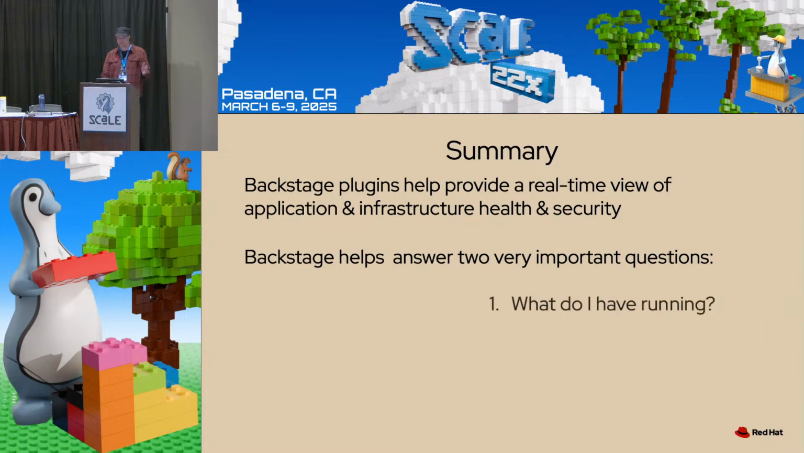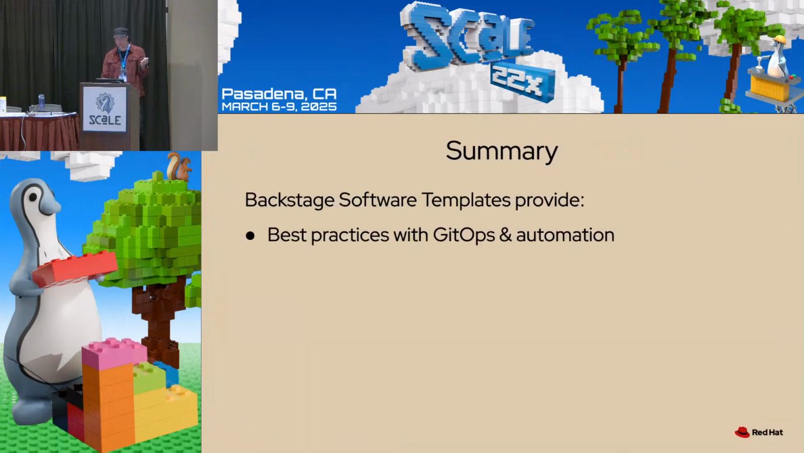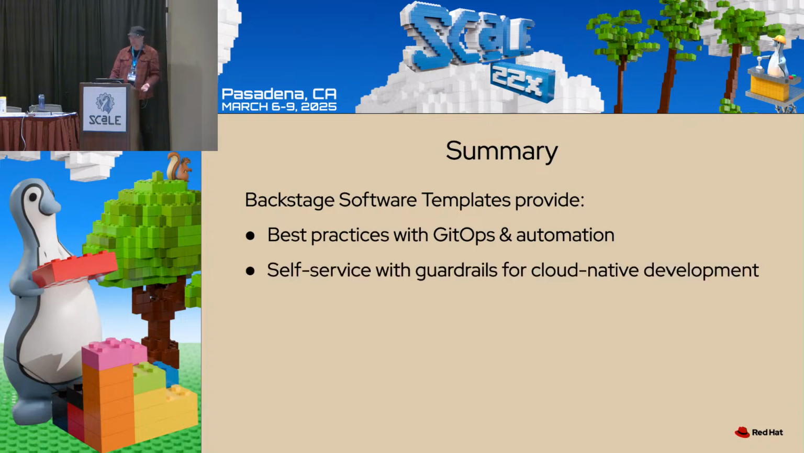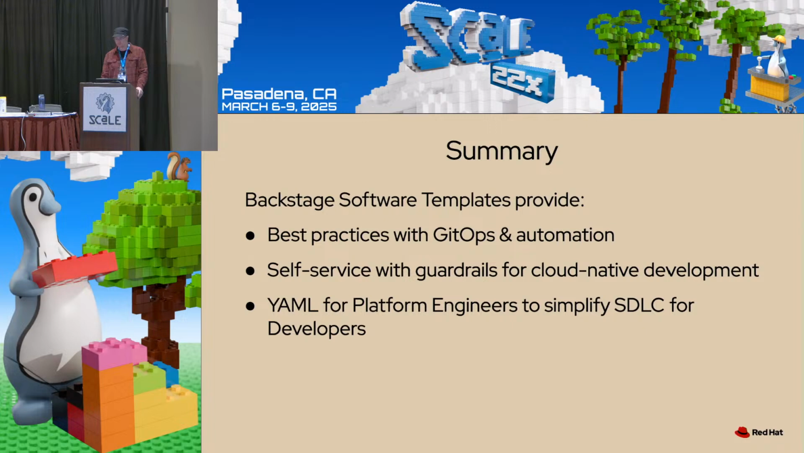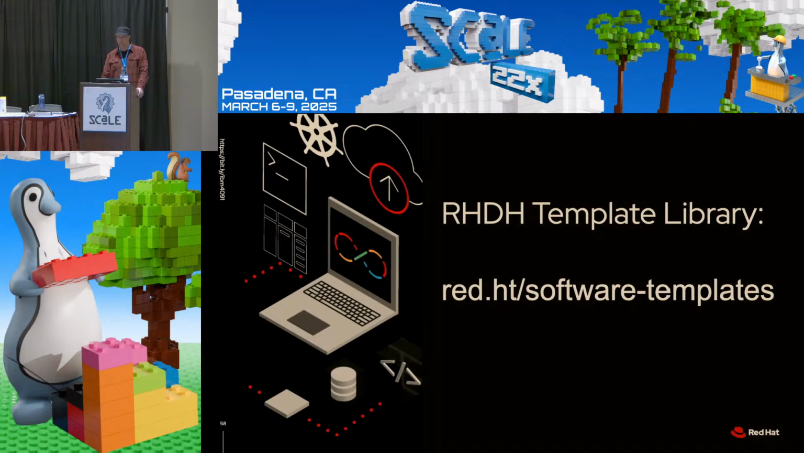Backstage helps answer two very important questions. What am I running and how do I use it? Software templates are going to provide best practices with GitOps and automation, self-service with guardrails for cloud-native dev, and YAML for platform engineers that helps simplify software delivery for your mainline developers.